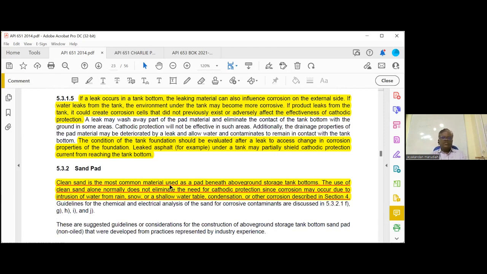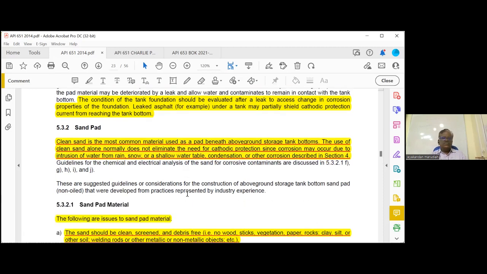Then sand pad, 5.3.2. Clean sand is the most common material used as a pad beneath above ground storage tanks. The use of clean sand alone normally does not eliminate the need for cathodic protection, since corrosion may occur due to the intrusion of water from rain, snow, or a shallow water table, condensation, or other corrosion. So that is about the sand pad.